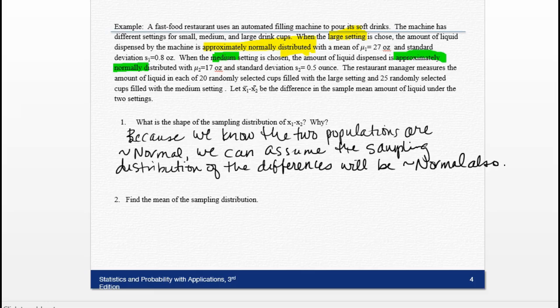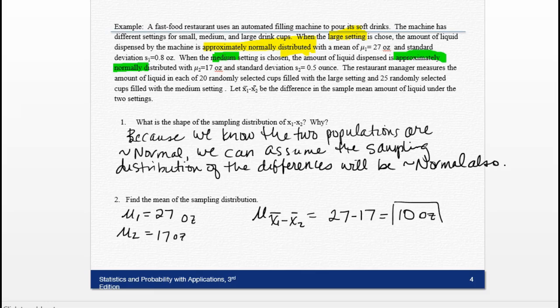All right, number 2 says find the mean of the sampling distribution. All you have to do to find the mean is to subtract the two means that are given. They gave us mu1 was 27, mu2 was 17. These are ounces. So the mean of x bar 1 minus x bar 2 is really just these two things subtracted. 27 minus 17 gives me 10. And that's my mean. That's it.